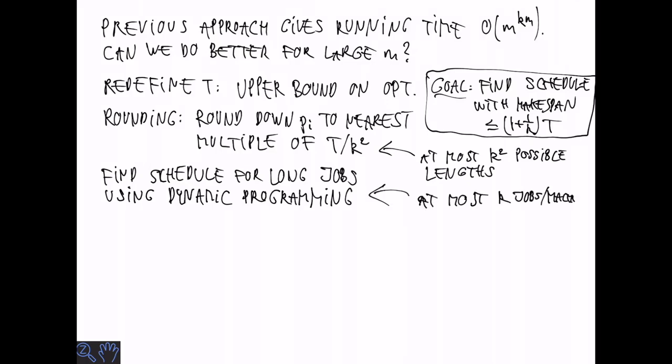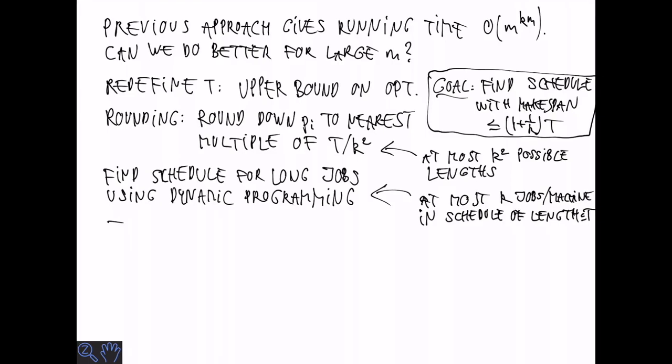How do we do this? There are a couple of observations. First of all, there can be at most k jobs per machine in a schedule of length at most t. That's because all the jobs are long, without loss of generality. Since there are only k squared possible job lengths, an arbitrary input to the problem can be described by a vector of length k squared, saying how many jobs there are of each length.